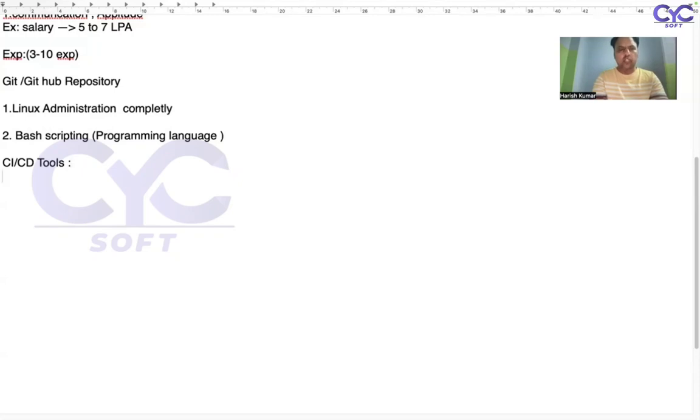The first one, as I told you, is the Git and GitHub repository only. We are working on the repository. So here you need to work on the version control system.